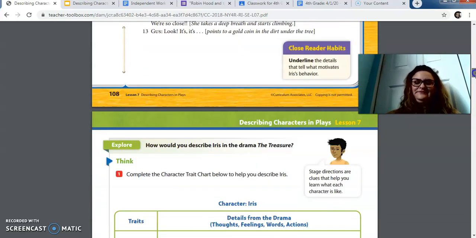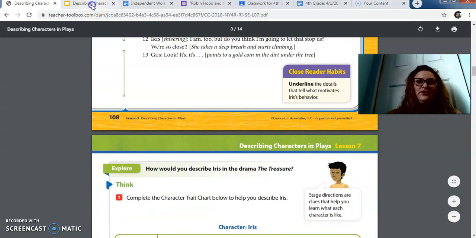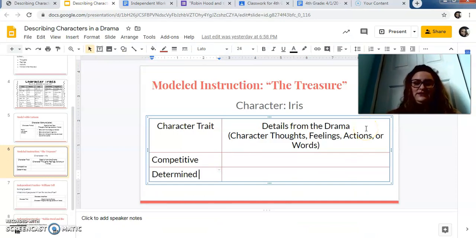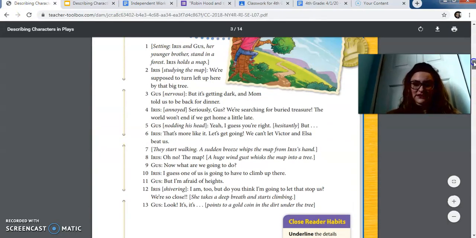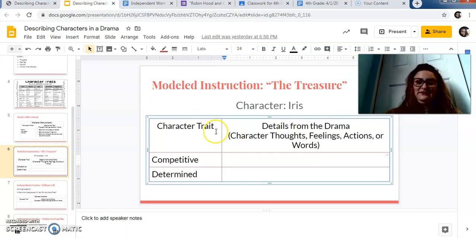Alright, so we're going to go back to this. How would we describe, well, obviously we have these character traits: competitive. So what in the text about Iris lets me know that she's competitive? If I'm looking back at the text, the number one thing that pops out to me is that her brother is scared to death to search for this treasure, and it's getting dark, and then she says, let's get going. We can't let Victor and Elsa beat us. So that is something that tells me she's very competitive.